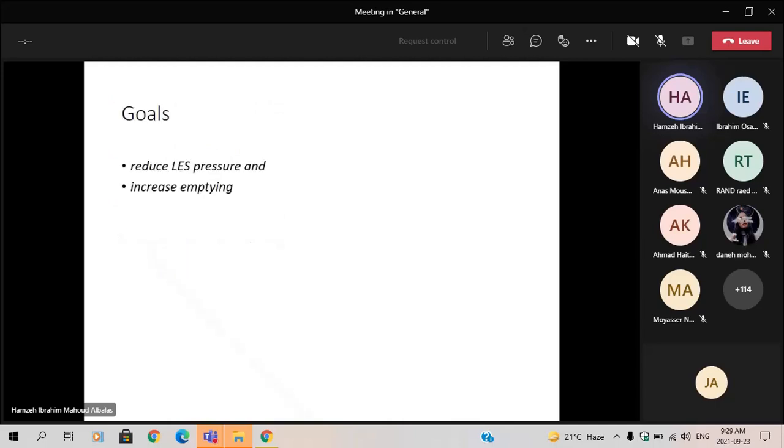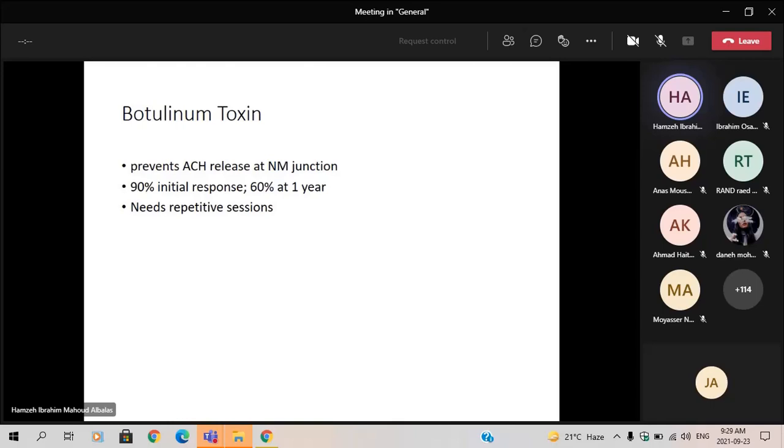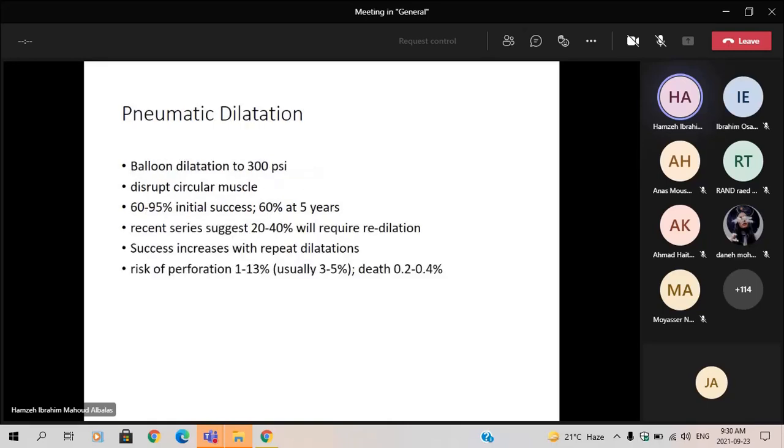Treatment of achalasia has a lot of techniques, but they are based on decreasing the esophageal pressure and increasing emptying. We can use medication, sometimes nitrate or calcium blocker, and sometimes botulinum toxin. We can inject the botulinum toxin at the junction, which leads to relaxation, but it needs repetitive sessions. Also, we can use pneumatic dilatation. We use a balloon during endoscopy, insert the balloon and inflate it, not more than 300 Pascal, which leads to dilatation of the sphincter.